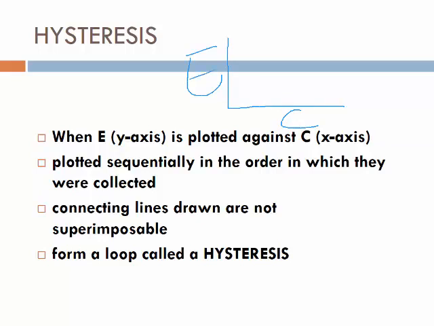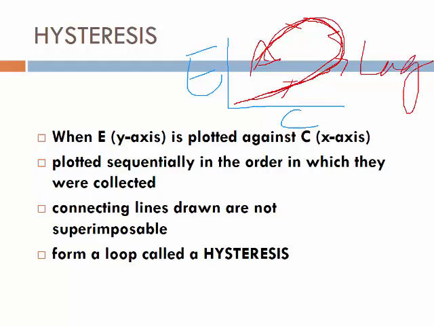Concentration, effect. So now let's say we have what we just showed. As the concentration increases, the effect increases. But as the concentration starts to fall, the effect actually starts to rise. And then eventually the effect falls again. So these are not superimposable, are they? And this forms a loop. You can see the loop, I'm sure. And this is called a hysteresis. If it forms a loop, it's a hysteresis.